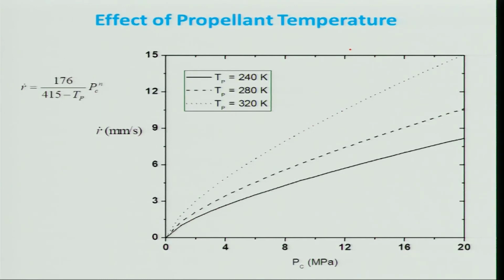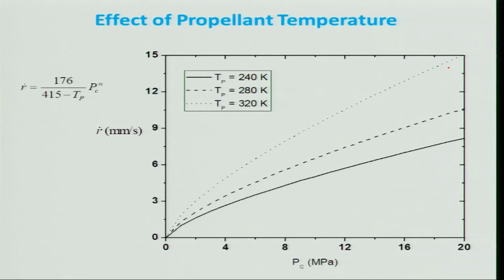So if I vary Tp, keeping a as a constant, and also Ti, the self-ignition temperature for a particular propellant, and plot r dot against Pc, you can see that when Tp is 240, the burning rate is increasing but has a low value compared to Tp of 280, and 320 has a higher value.